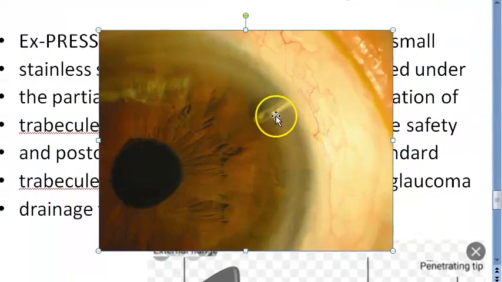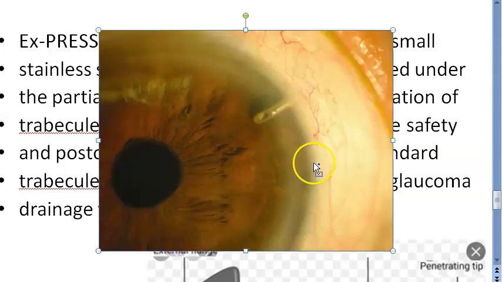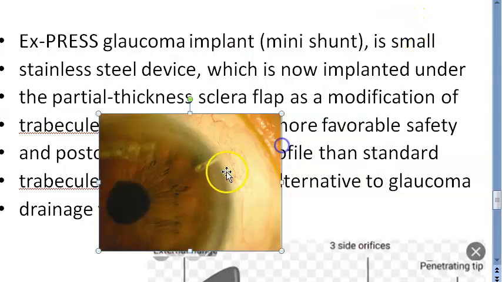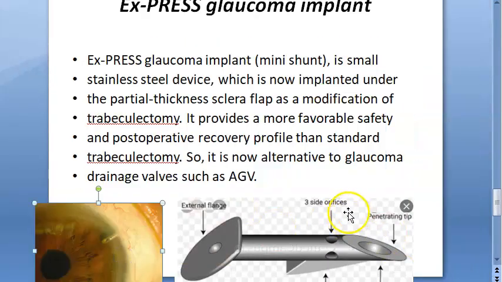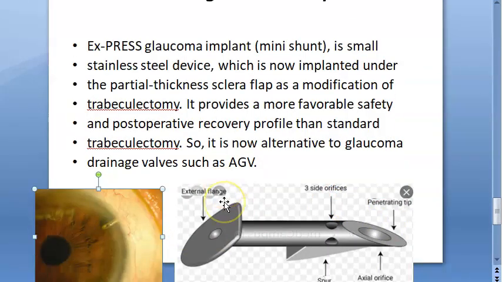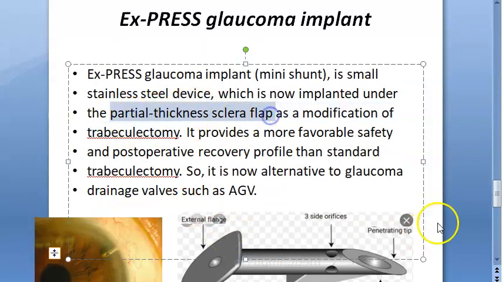It is trying to drain it. They like this more than AGV, right? So did you understand this, guys? Express glaucoma implant. Where is it going? Under the partial thickness scleral flap.